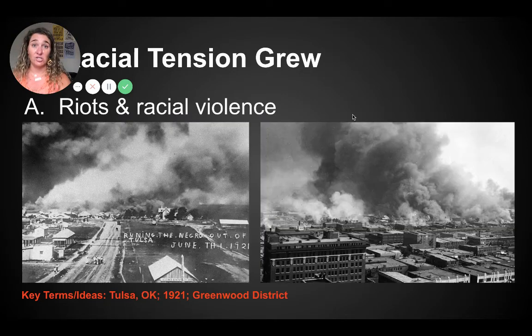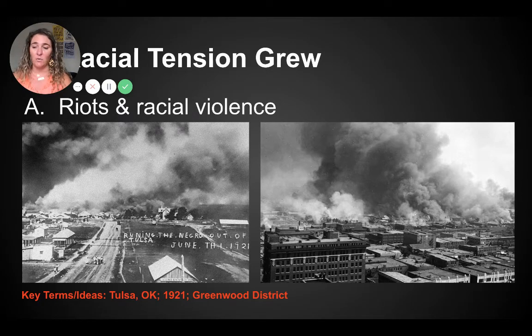But it wasn't just in Chicago in 1919. Tulsa, Oklahoma, in 1921. There was an area of Tulsa known as the Greenwood District. This is sometimes called Black Wall Street. Some of the most economically successful African Americans in the United States lived here. They had luxurious homes with indoor plumbing. There were excellent schools for the Black kids in the community.